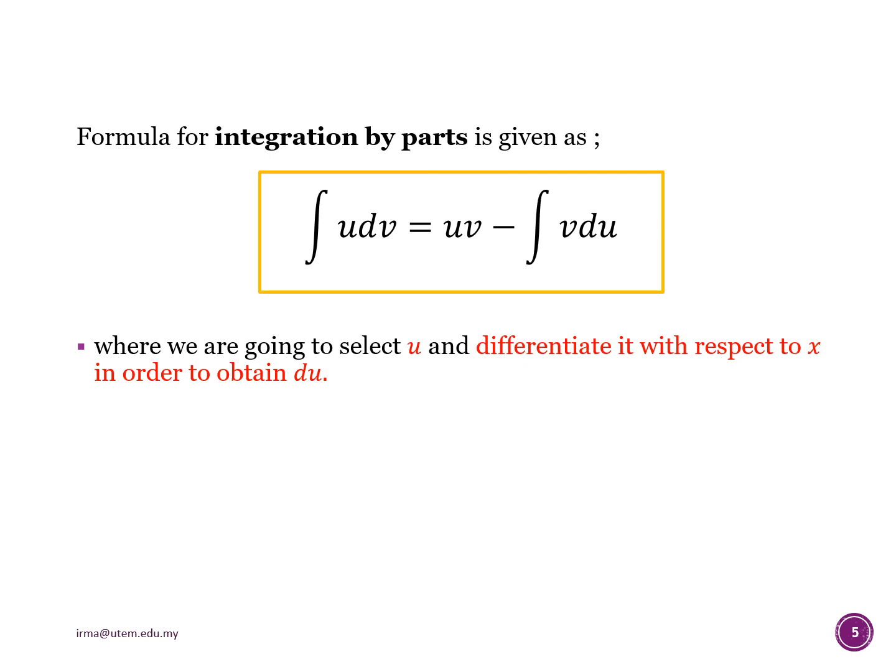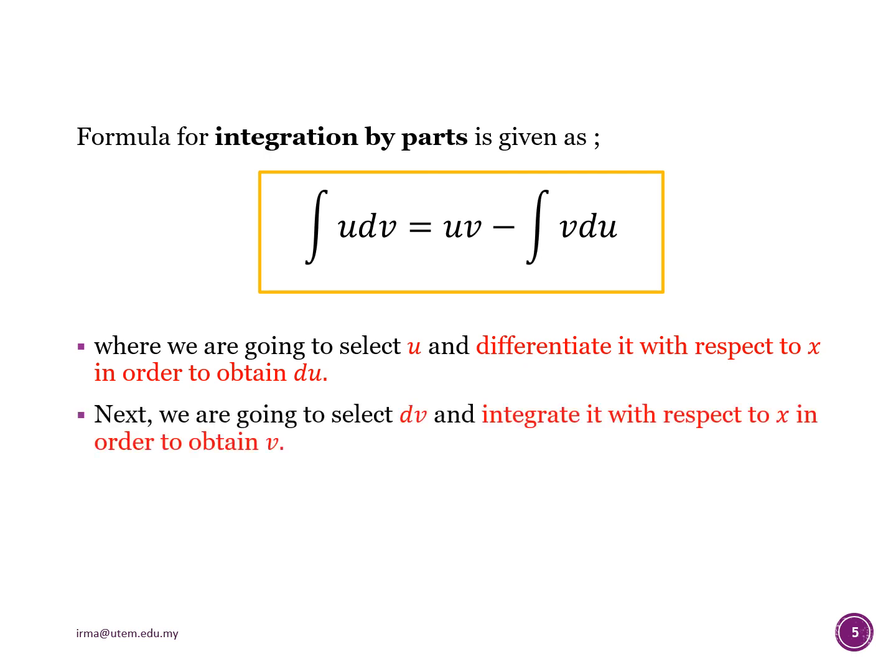As I said just now, you need to select u and differentiate it with respect to x in order to obtain du, and then select dv and integrate it with respect to x in order to obtain v. So from u you differentiate to get du, and dv you integrate to get v only.